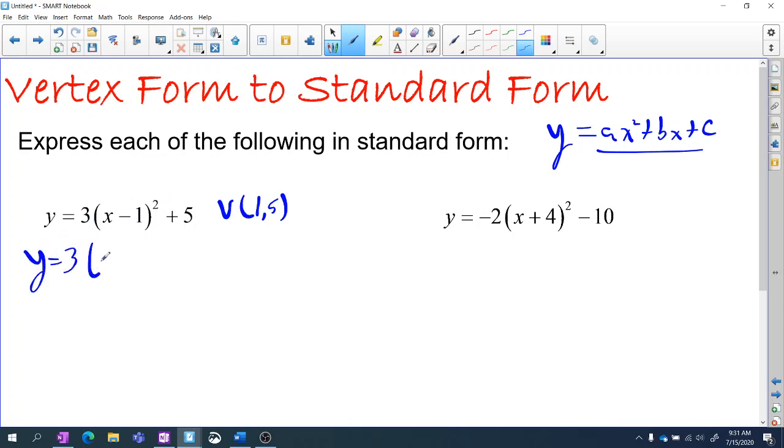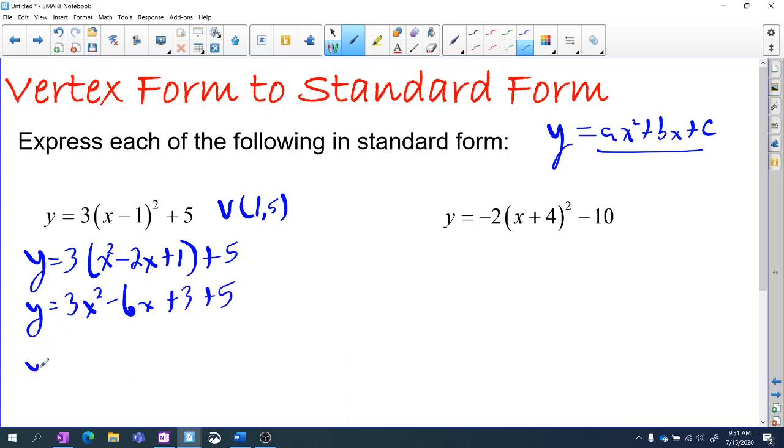Leave the 3. Square this binomial. 3 steps. Square the first, multiply and double, square the last. Just leave your plus 5 for now. Now you're going to multiply by 3. So y will equal 3x squared. Subtract 6x plus 3 plus 5. And then we'll collect these two together. Y equals 3x squared. Take away 6x plus 8. So now it's in this form. ax squared plus bx plus c. Y equals.